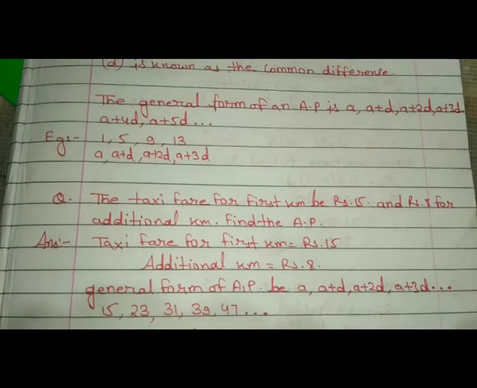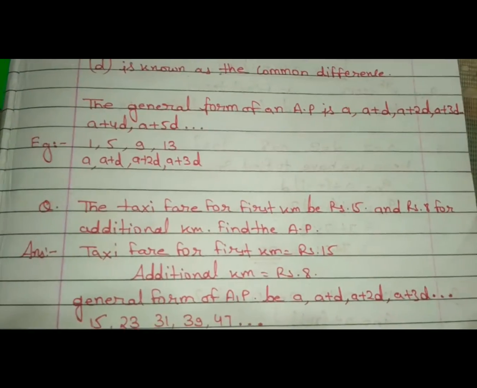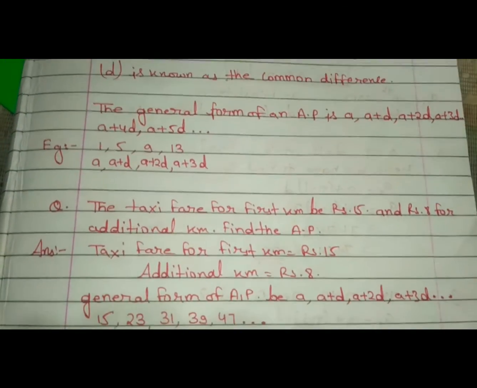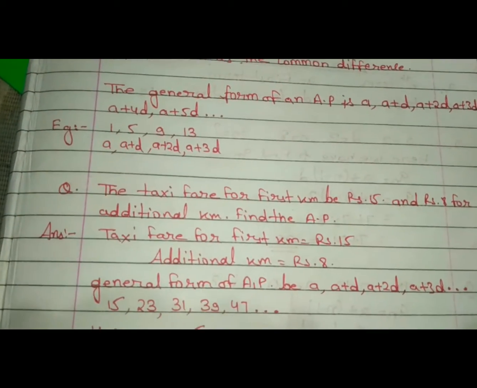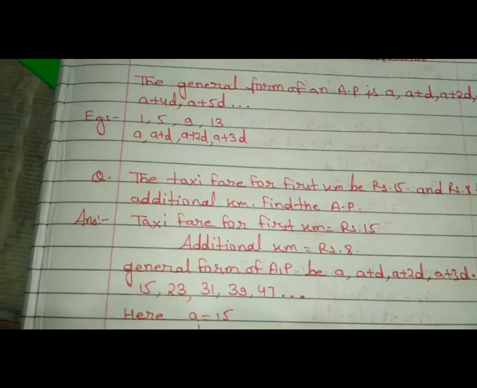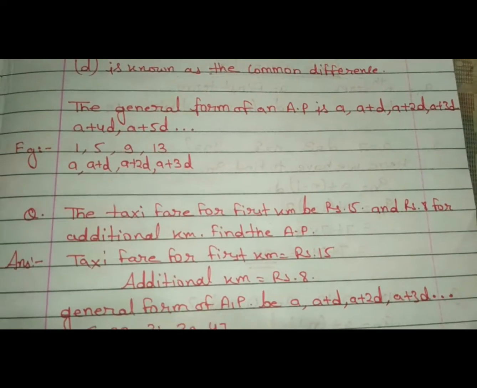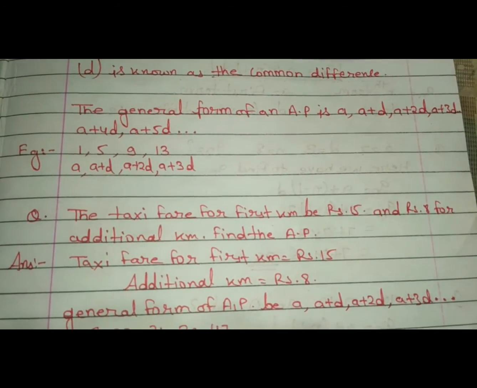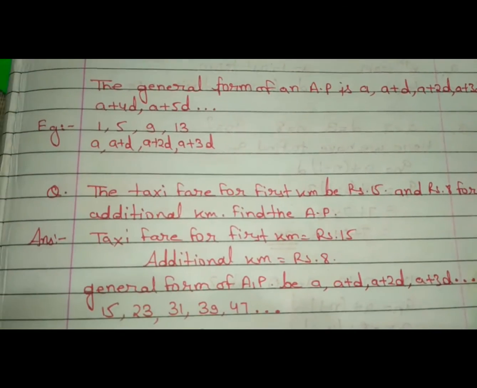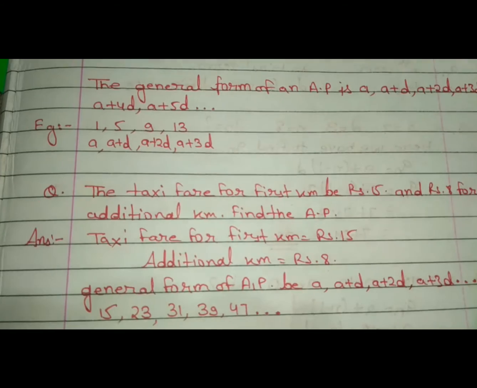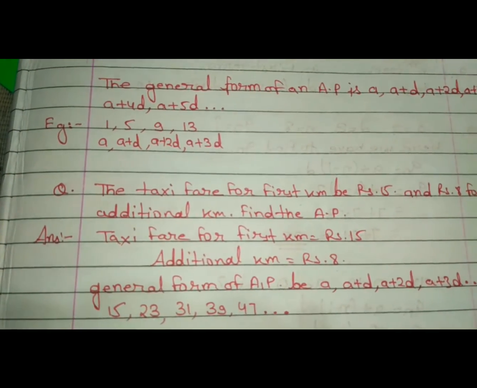Here I have taken an example: 1, 5, 9, 13. That is, 1 is a, the first term. 5 is a plus d, here the common difference is 4, so 1 plus 4. 9 is a plus 2d, that is 1 plus 2 into 4, which equals 9. Then 13 is a plus 3d, that is 1 plus 3 into 4, that is 1 plus 12, which equals 13.